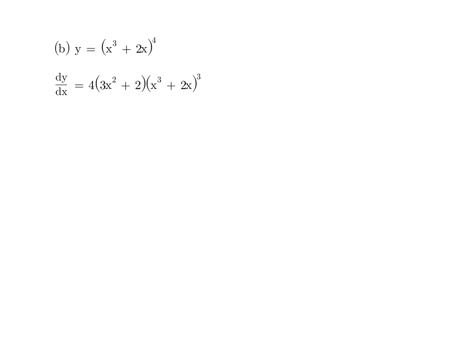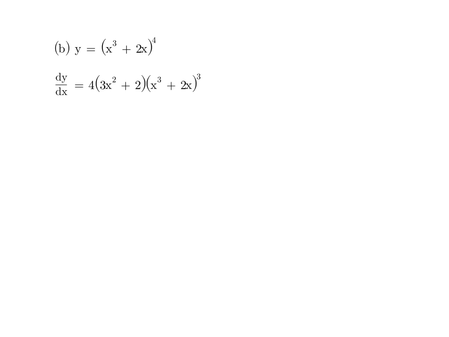With our second one, following the formula that's on the reference sheet, power down the front, so you bring the 4 down the front, times by the differential of the function, so what's inside the brackets. So if I differentiate x cubed plus 2x, I get 3x squared plus 2.